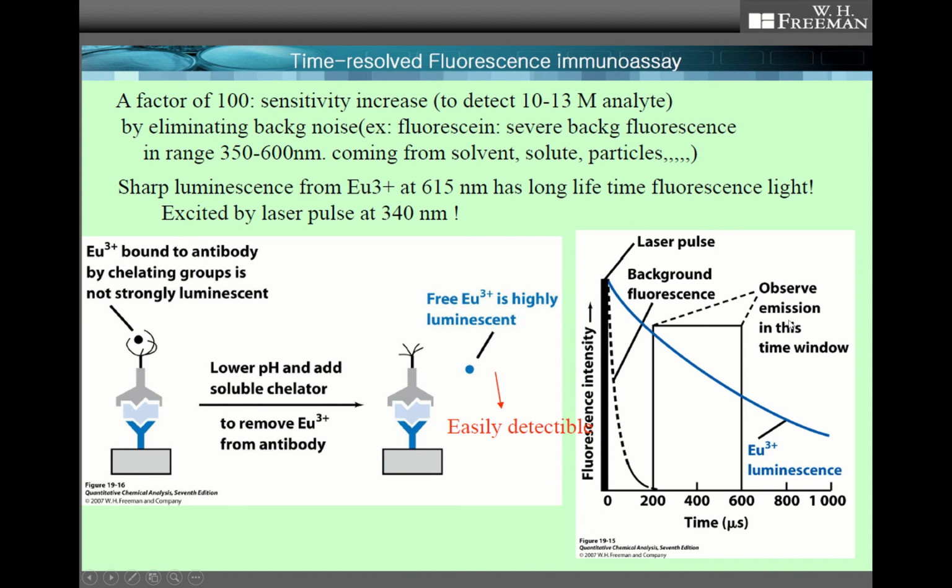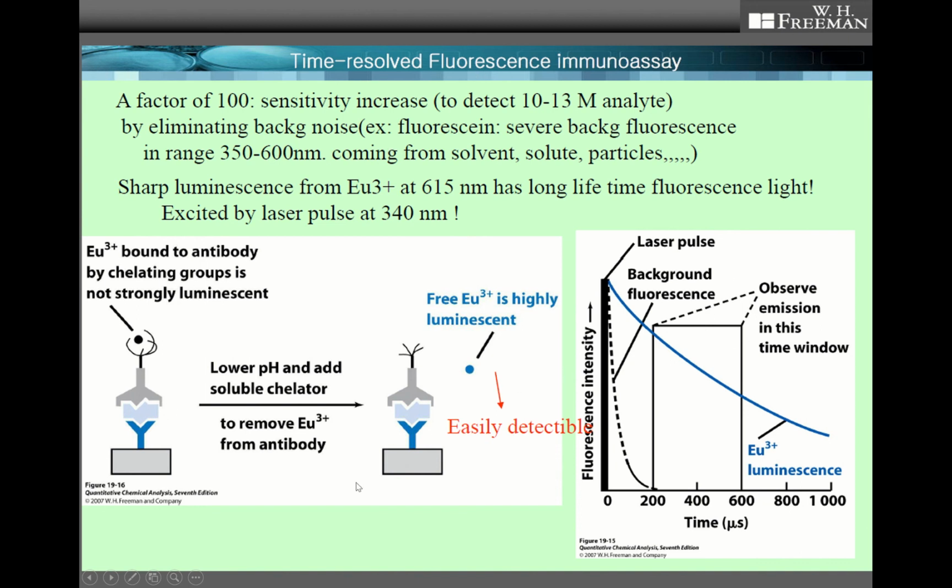But this fluorescence from the europium ion also decays with time, but very slowly, slower than this background signal. So you can measure between 200 to 600 microseconds. This is the window for the fluorescence measurement. Why not after maybe 800? Because there the fluorescence intensity is low. This is why this time resolved fluorescence immunoassay is very sensitive.